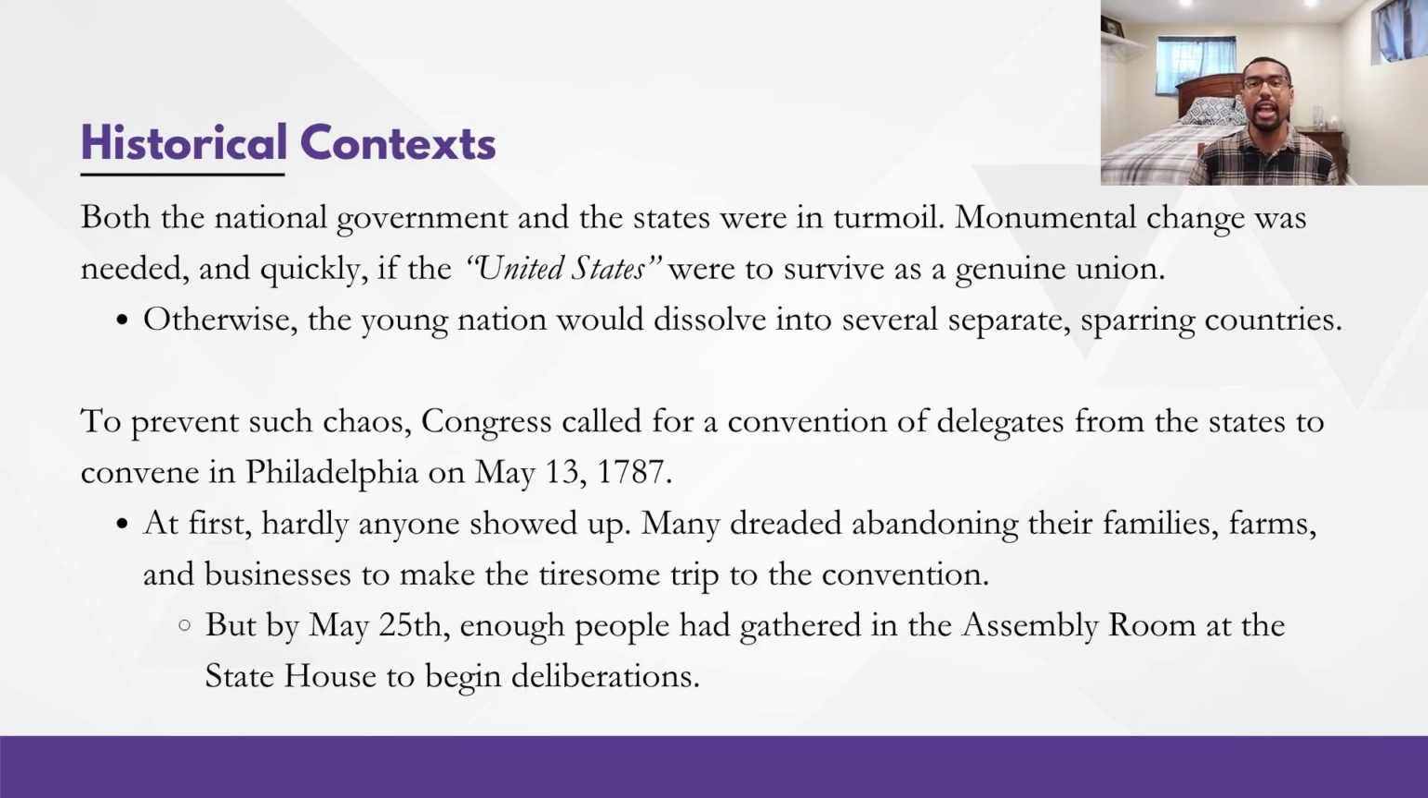At first, hardly anyone showed up. Many dreaded abandoning their families, farms, and businesses to make the tiresome trip to the convention. But by May 25th, enough people had gathered in the assembly room at the State House to begin deliberations. Most were prominent men of means, meaning all 55 delegates who attended at various times were men, lawyers, doctors, or merchants. Many were young, yet no one was more important than George Washington.